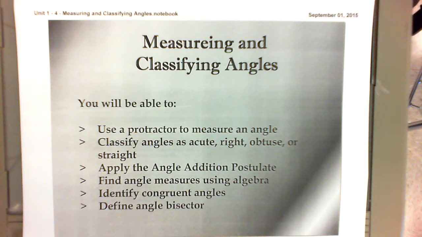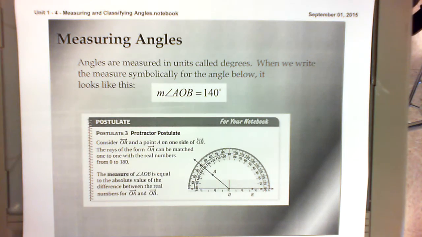By the end of this lesson, you should be able to use a protractor to measure an angle, classify angles as acute, right, obtuse, or straight, apply the angle addition postulate, find angle measures using algebra, identify congruent angles, and define an angle bisector. So the first thing I'm going to talk about is how to measure angles.